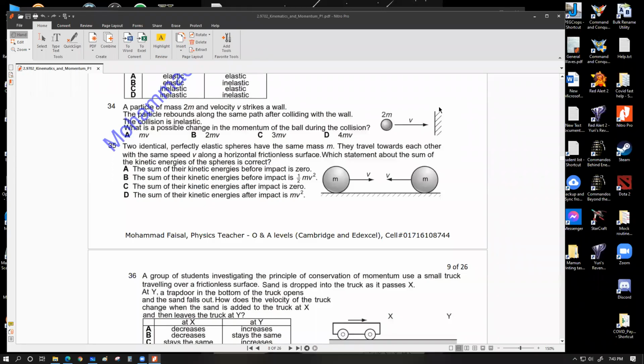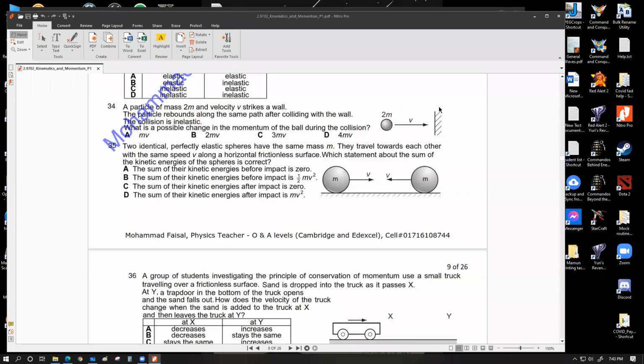Starting today's class, this is the MCQ from 2.2, question number 35. The question says two identical perfectly elastic spheres have the same mass m. They travel towards each other with the same speed v along a horizontal frictionless surface. Which statement about the sum of the kinetic energies of the spheres is correct?